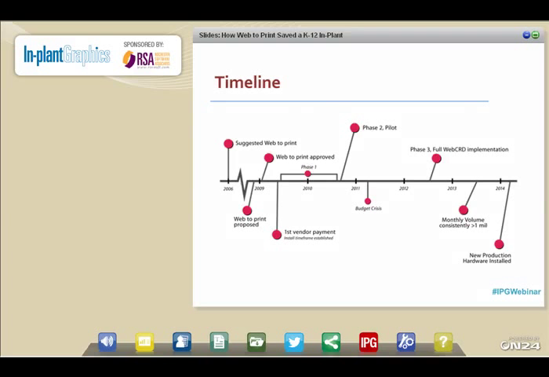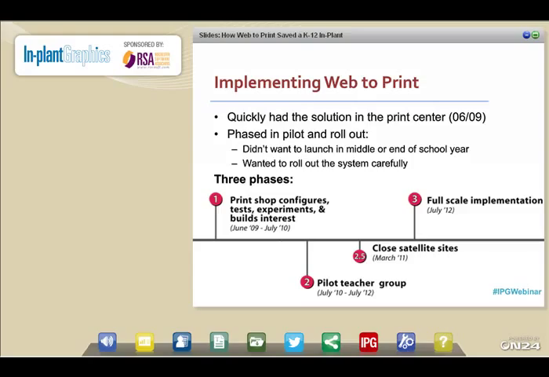So moving through this timeline here, we basically got to June of 2009, and we configured and tested and built interest in the system, experimented with the system as much as we could, played around with some of the modules in WebCRD, transitioned from the old process to the new. And then we started the pilot group in 2010, and full implementation happened in July of 2012.